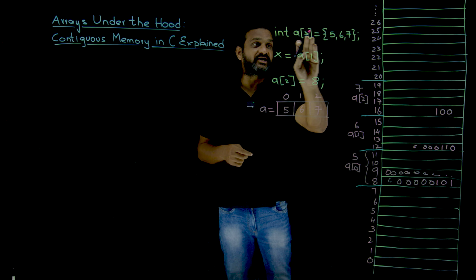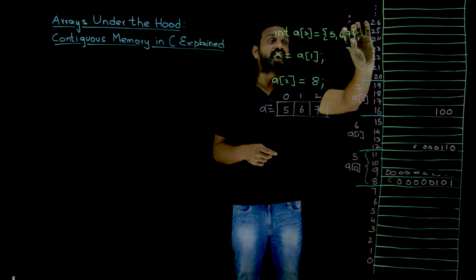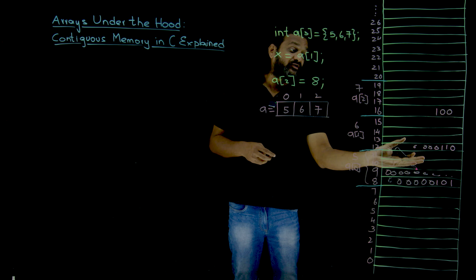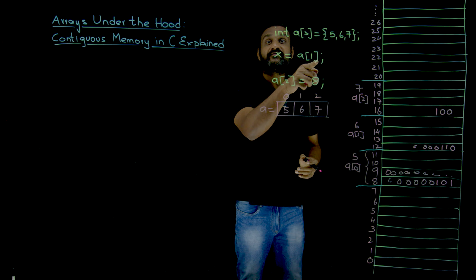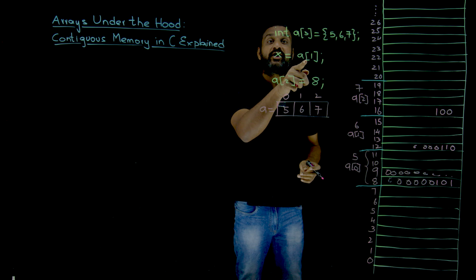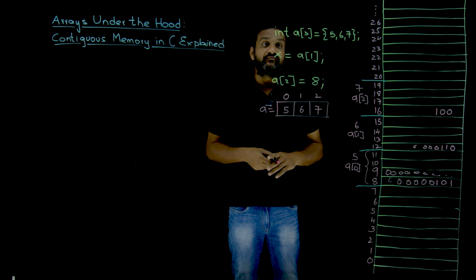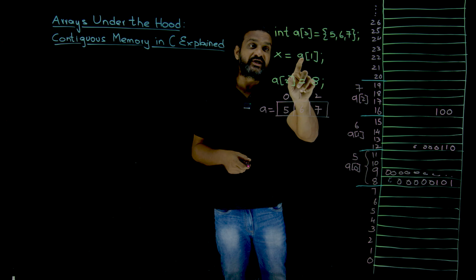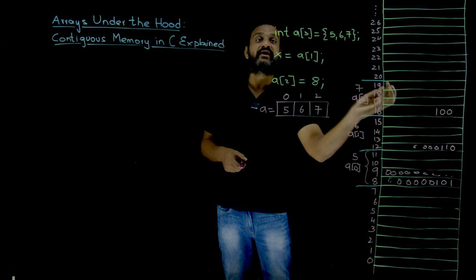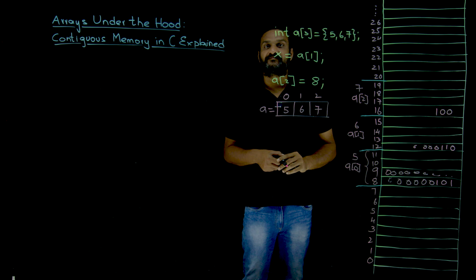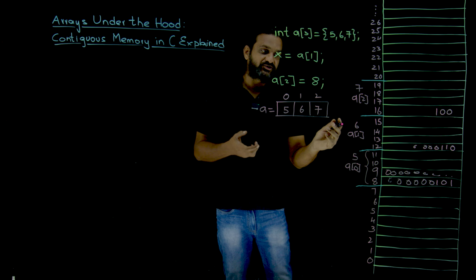Now, this is the first line of code. Whenever the first line of code gets executed, this kind of change will happen on the memory. What about the second line of code? X is equal to A of 1. It means we have to access the value stored in the array at index 1, which here is 6, and store that value into X.